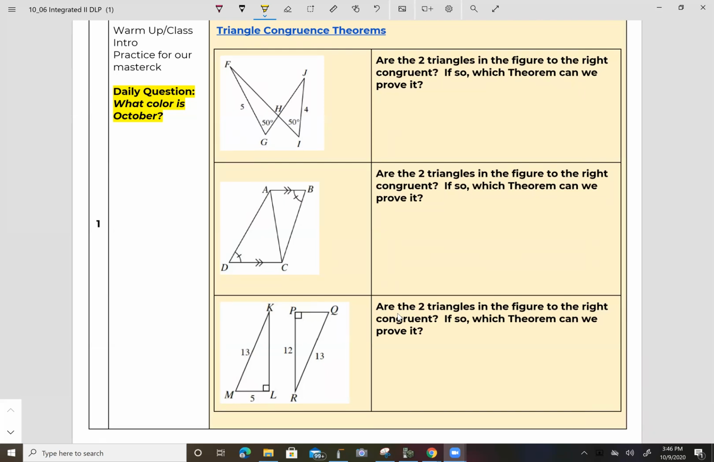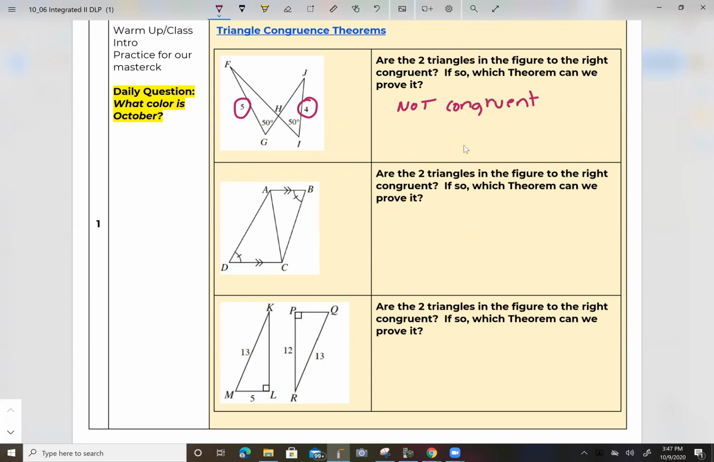Are the two triangles in the figure at the right congruent? And if so, which theorem can we use to prove it? I can tell right away that these triangles are not congruent because these corresponding sides, 5 and 4, have different lengths, and in congruent triangles, all of the sides must be the same length. Congruent triangles are exactly the same size. So these are not congruent.